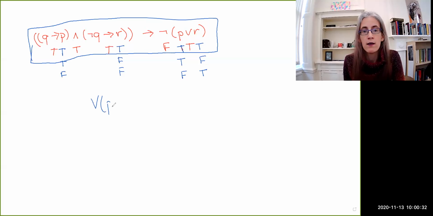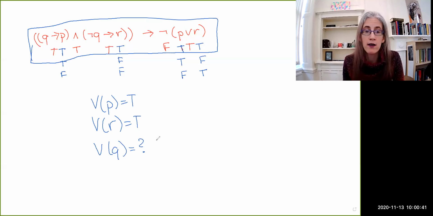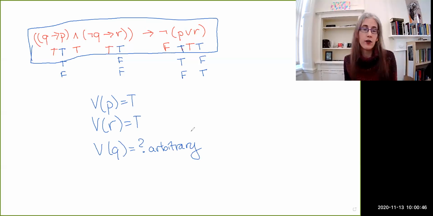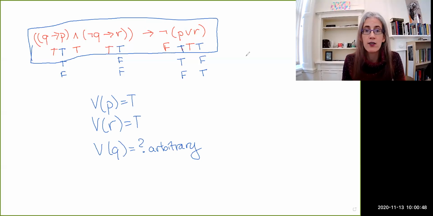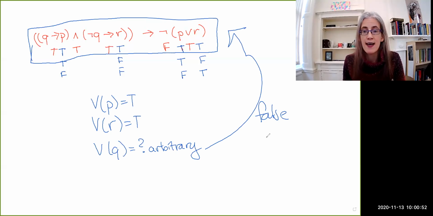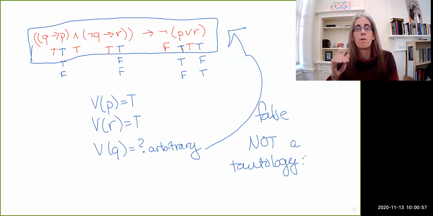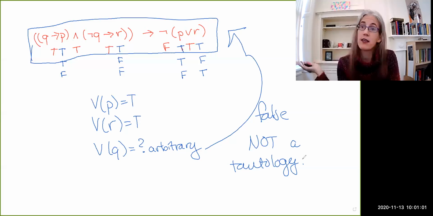So when P is true and R is true, and then we need to say something about Q, but in fact, it doesn't really matter. So the value of Q is arbitrary. Whether it is true or false, this entire sentence is going to be false and therefore not a tautology. So here's an example of something where we asked, could we find a row where it is false? And the answer was yes, so not a tautology.